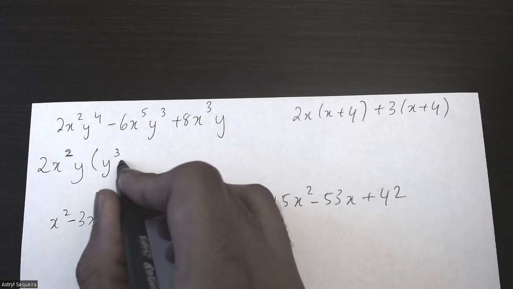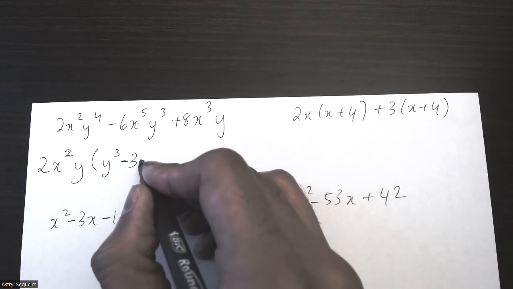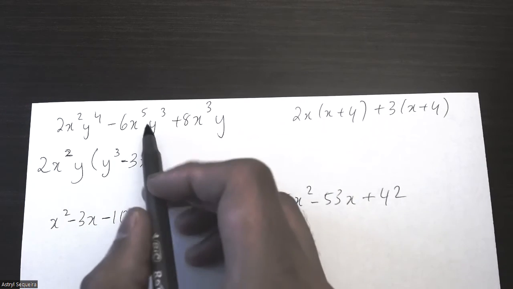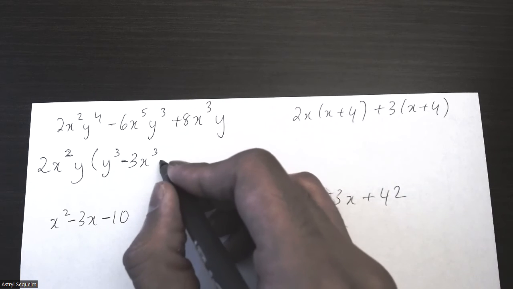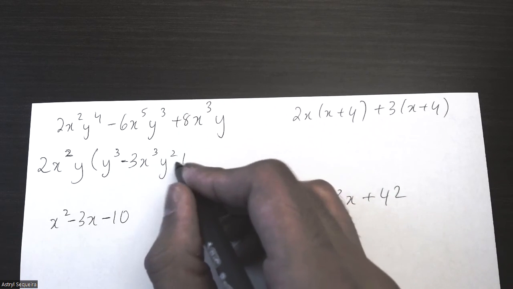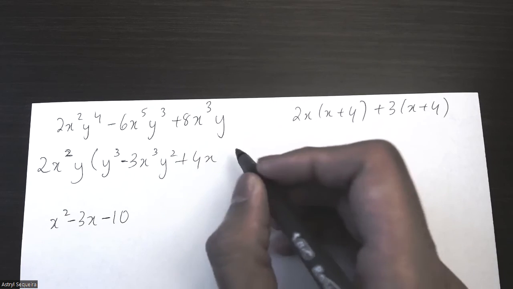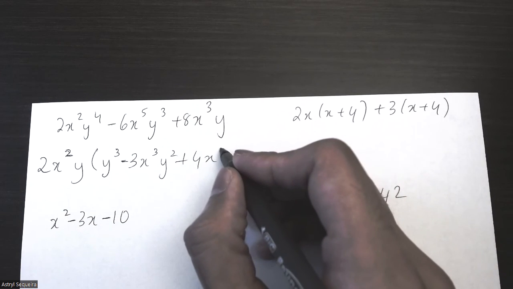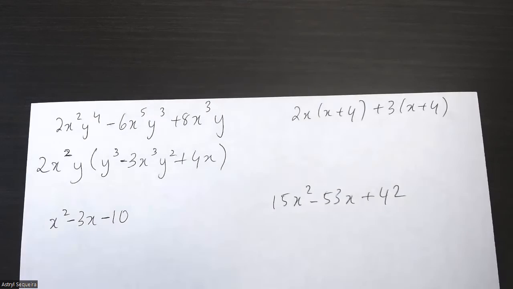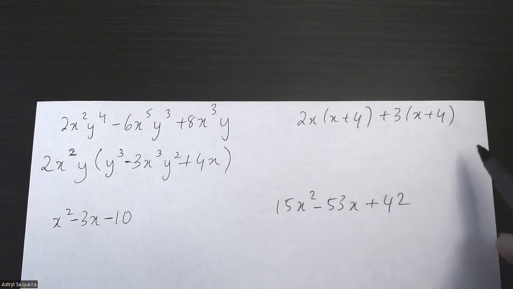-6 divided by 2 is -3. x^5 divided by x squared is x cubed. y cubed divided by y is y squared. And then 8 divided by 2 is 4. x cubed divided by x squared is x. y divided by y just cancels. It's 1. So that is my final solution for this first question.